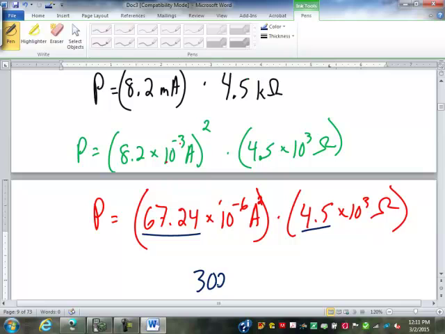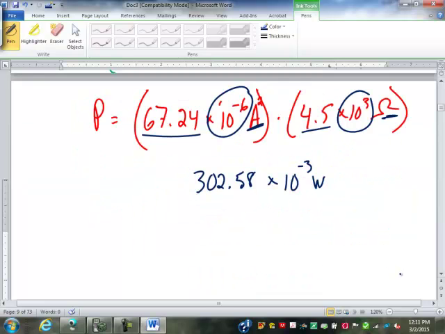302.58. Now, we might be a little comfortable with those 3 digits in front of the decimal point, but remember, this is engineering notation, so we can have anywhere from 1 to 3 digits in front of the decimal point. Now we have 10 to the negative 6 times 10 to the third. Negative 6 plus 3 is a negative 3. An amp squared times an ohm is a watt. So this is 302.58, 10 to the negative 3 is milliwatts of power.